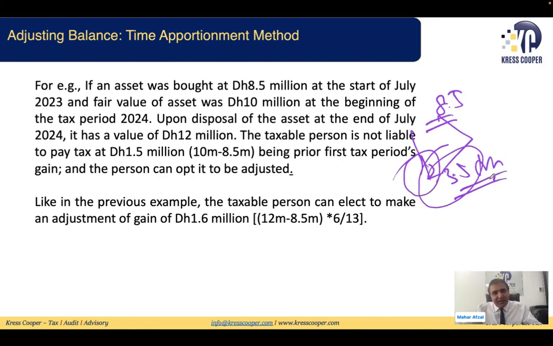Out of this 3.5 million, how much time was the asset held before the introduction of the corporate tax law? The asset was bought in July.